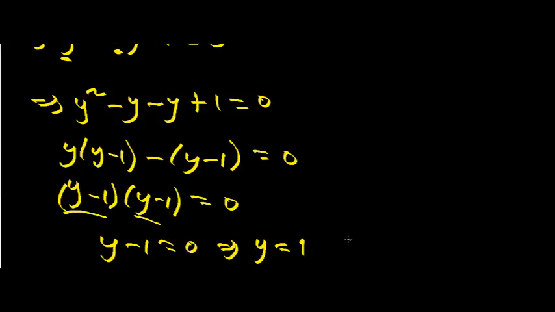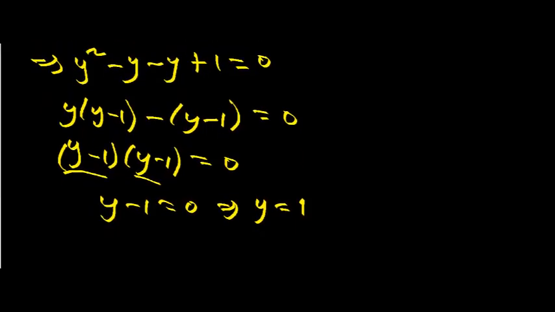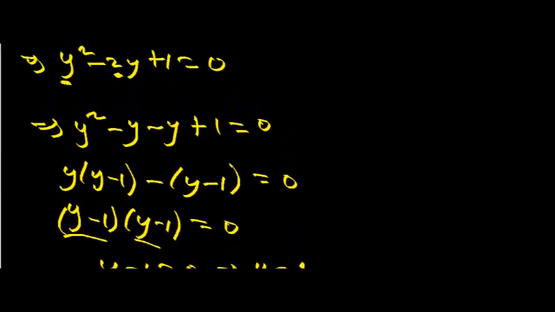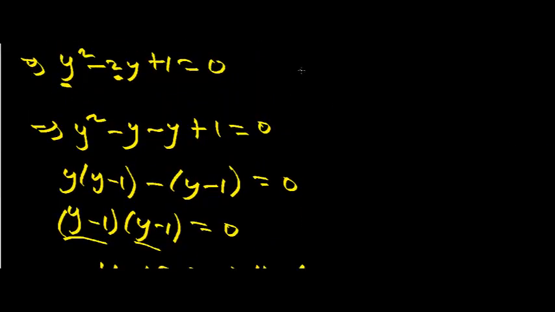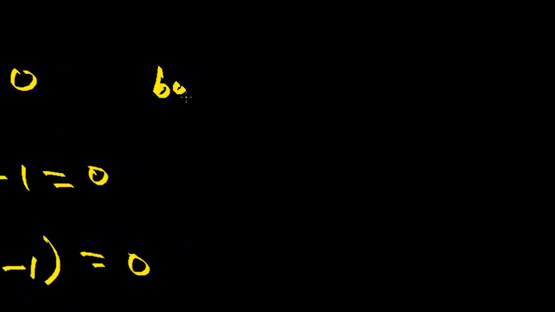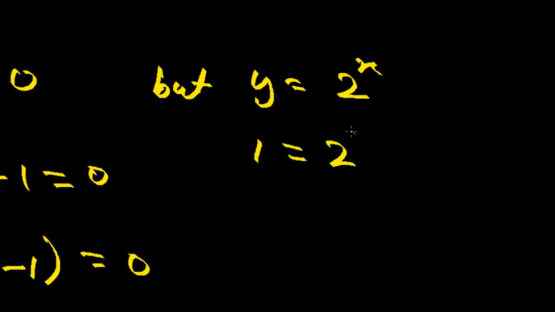Note that the initial question we are solving is for x and not y, so don't forget to use y to solve for x. So we can proceed from here by saying but y is equal to 2 exponent x. We now know that y is 1. That means 1 is equal to 2 exponent x.